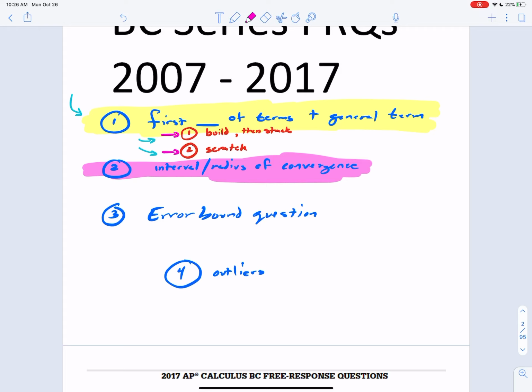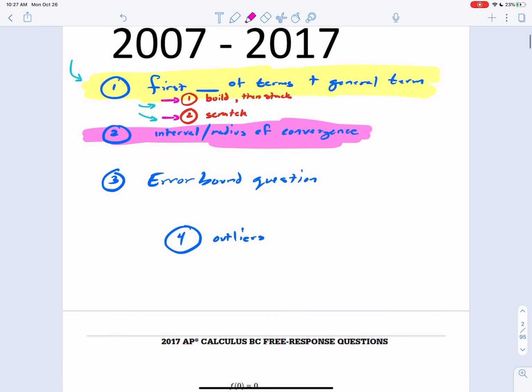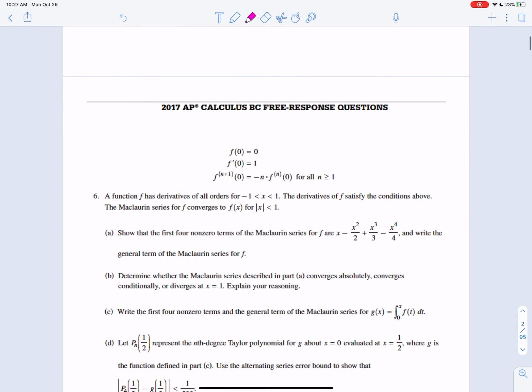There are a variety of ways that they can phrase this question, but it's not that bad, okay? And again, it doesn't appear as often as number 1, but it does appear enough for you guys to want to practice, okay? And also because this can earn you a lot of points. Usually with interval and radius of convergence, they'll offer you about 4 to 5 points out of 9, okay? So just keep that in mind. All right, here we go.